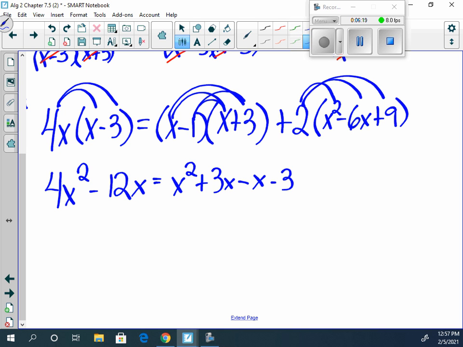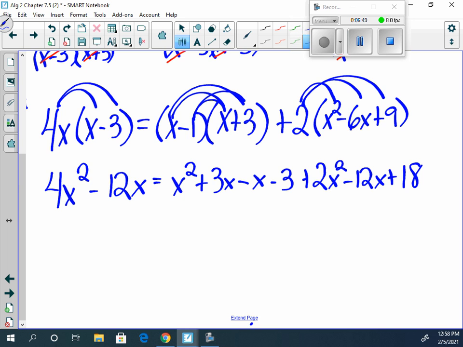We also have to distribute our 2. We have to multiply through by 2. So 2 times x squared is going to be 2x squared. 2 times our negative 6 will be negative 12x. And 2 times 9 will give us 18. We're going to continue to distribute these numbers through. Any questions on any of this here? Questions on anything we've done so far?